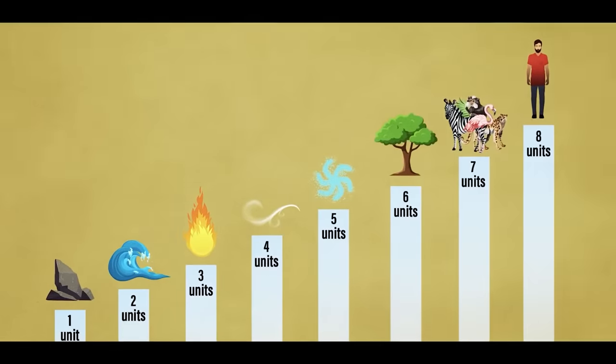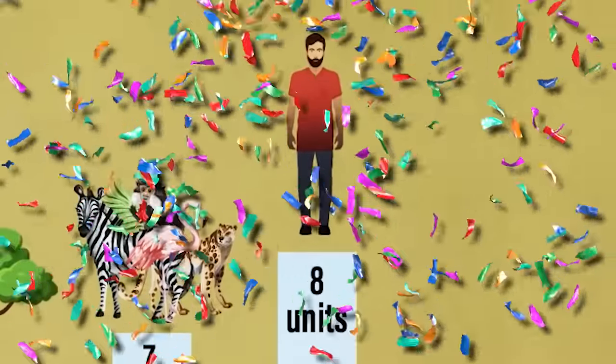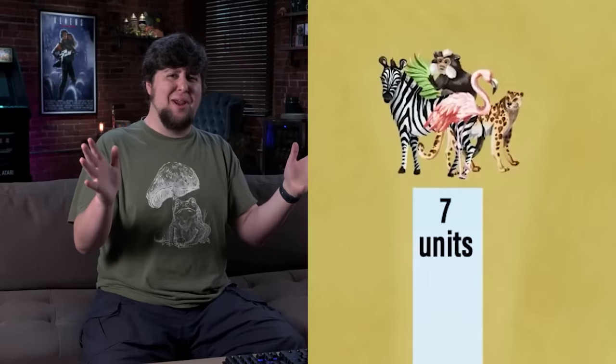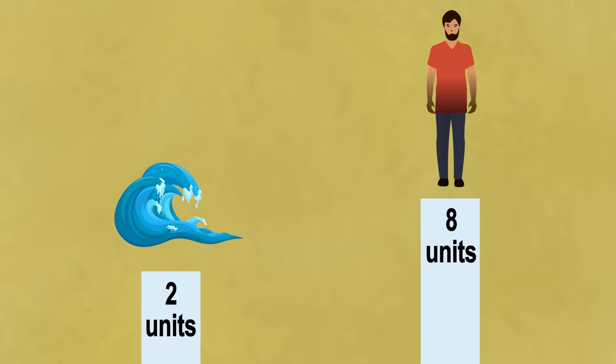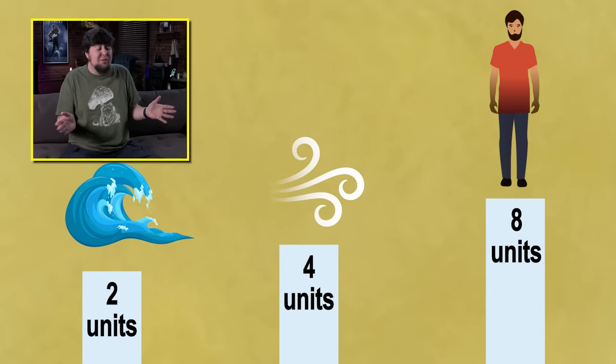Okay, so we've officially found out where we stand. Us humans, we are at 8 units of life. And I guess all other animals combined are just on 7, but we're at 8, so all right. Personally, I don't feel 6 lives more than water or 4 lives more than air, but that could just be my ignorance playing into it. So let's keep going and see where it takes us.